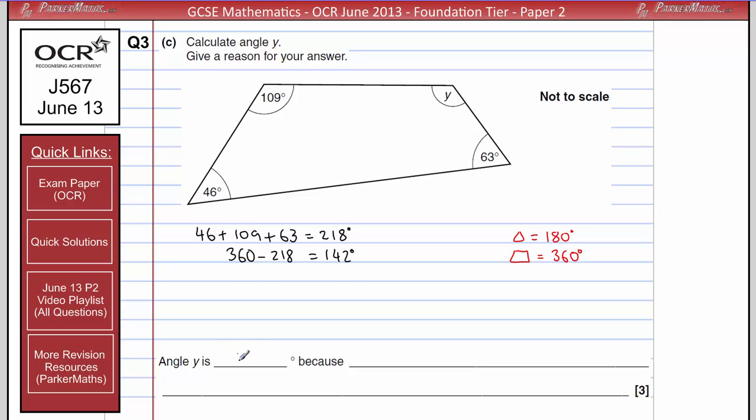So angle Y is 142 degrees because, and we need to put an angle rule in here, and the one we used is that angles in a quadrilateral add up to 360 degrees. So the key parts to this are that you use the word quadrilateral, so angles in a quadrilateral, and you must have this 360. That's what the examiner will be looking for, that you know the angles in a quadrilateral add up to 360 degrees.